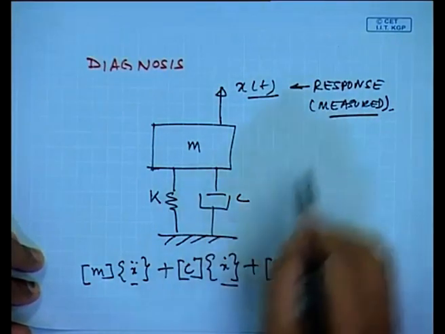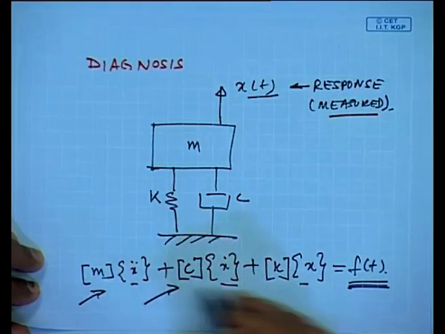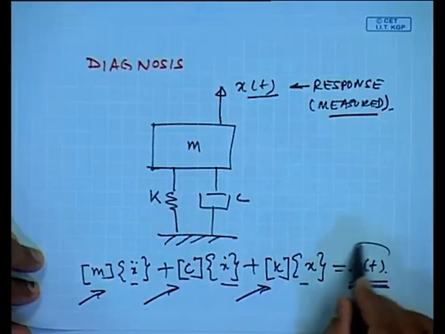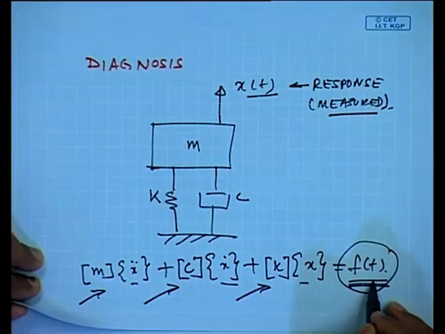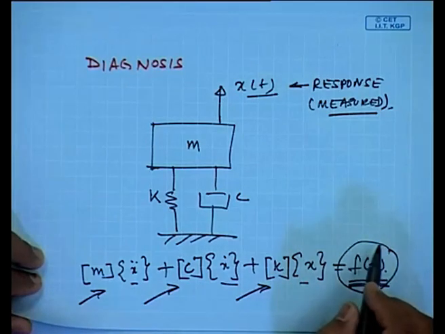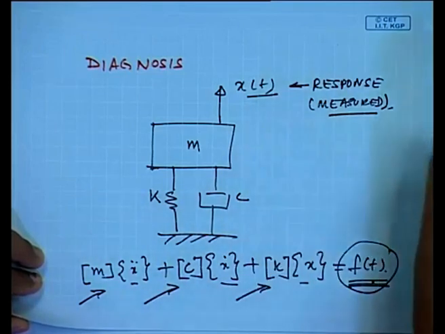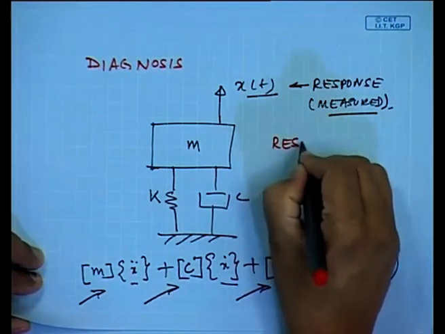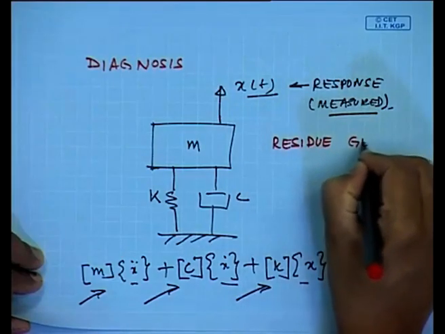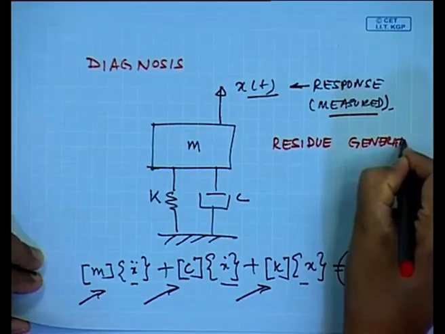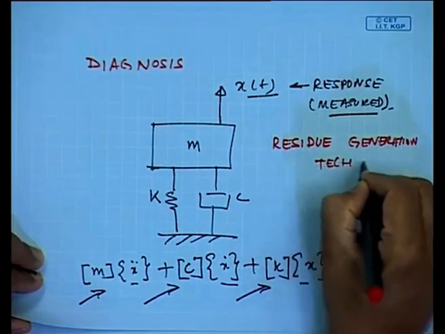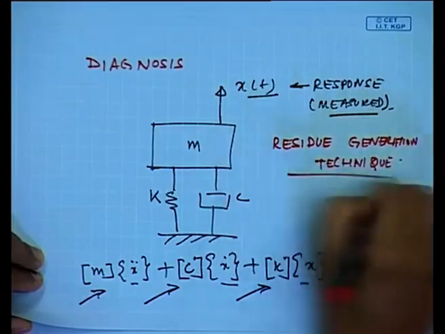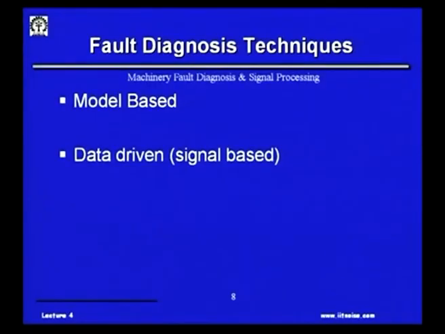And once I have the response measured, and if I have some estimate of this m, c and k, I can through this equation find out this force. If this force is abnormal, more than what is necessary, I can say a fault has occurred in the system, and this could be done by what is known as the residue generation technique. In the model based system, one such method is the residual generation technique.